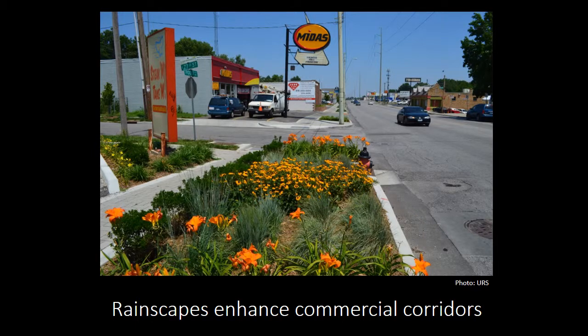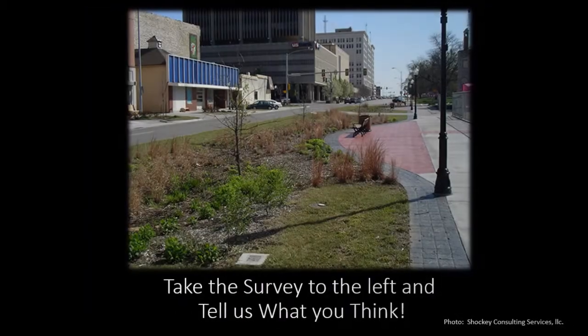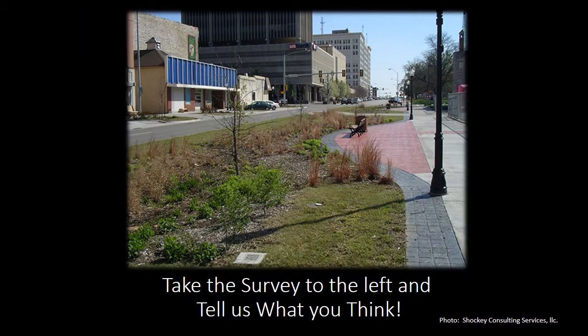Rain gardens can be added to the landscape along commercial corridors as well, to better manage the rainwater running off of the commercial site and the street. Rainscapes in commercial areas also provide places for people to walk, bike, gather, and sit. This rainscaping is designed to fit into the community, enhancing the look and function of the street or boulevard.